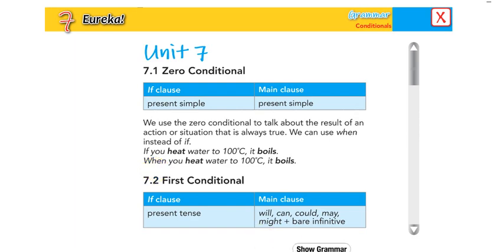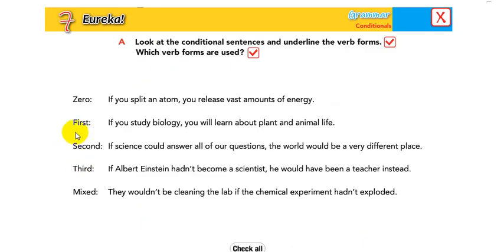Right, let's go to the first conditional. When do we use the first conditional? Let's have a look at this example together. First conditional. If you study biology, you'll learn about plant and animal life. If you study, who can tell me the form? You will learn. Yes, thank you so much. It's if plus present simple, and the main clause we use will plus infinitive, which is the simple future. So this is the form of the first conditional.